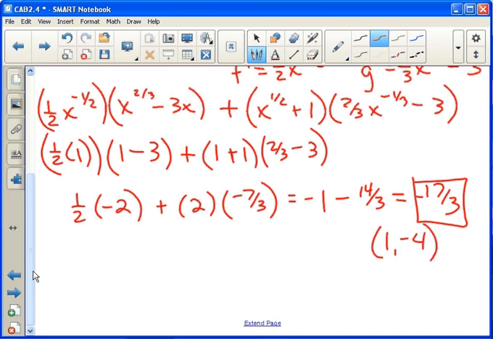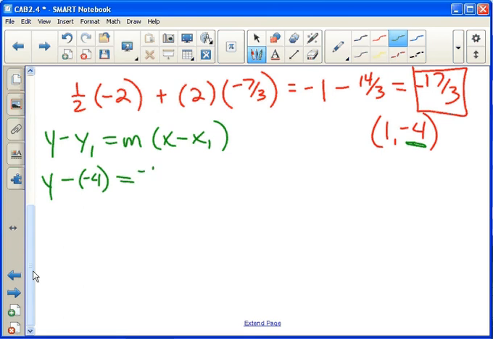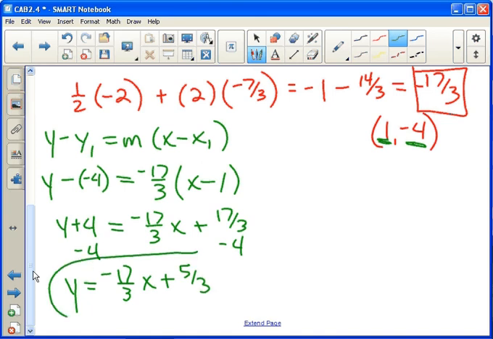So I'm going to again use the point slope form. I do y minus my y value, which is negative 4, equals m, which is negative 17/3. That's my slope. Times x minus the x value, which is 1. And then simplify. Y minus the negative 4, that's plus 4. I distribute the negative 17/3. And then subtract 4 from both sides. So my final answer is going to be y equals negative 17/3 x plus 5/3. And that is how you find the equation of a tangent line.